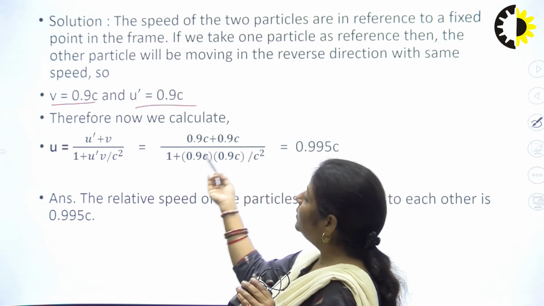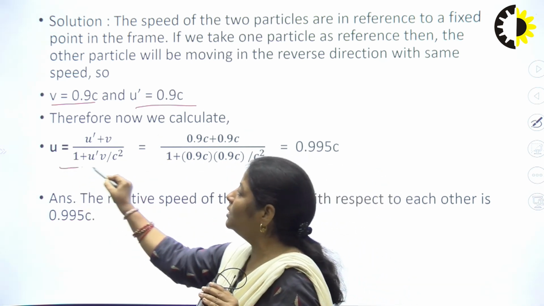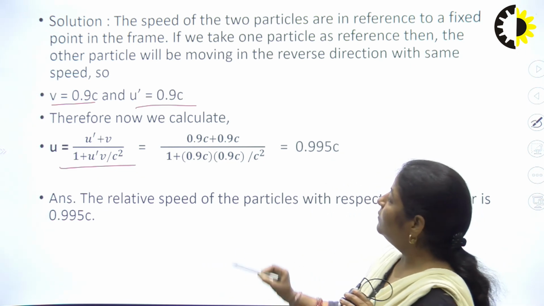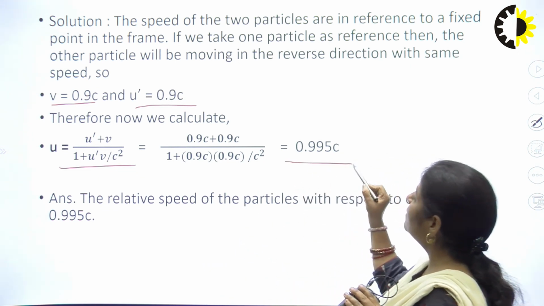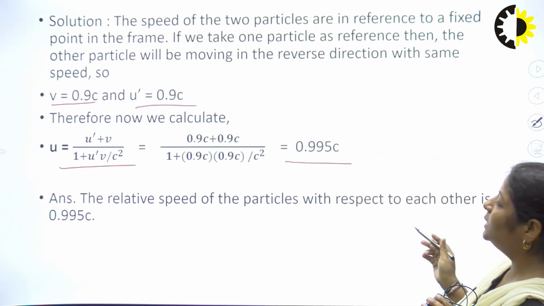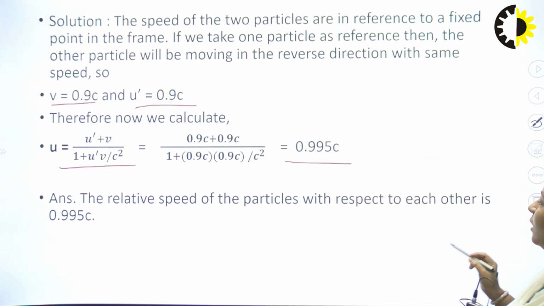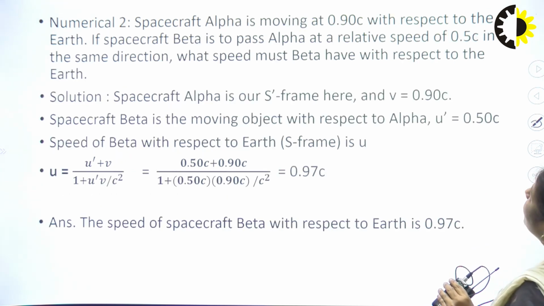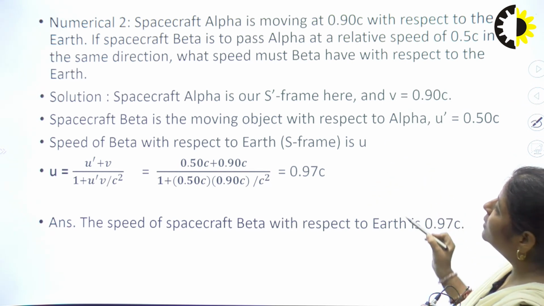Now we will substitute in the velocity addition theorem, and we will get the value of u as 0.995 c. So we will be able to find out the relative speed of the particles with respect to each other. So these are some numericals, and then this is another numerical.